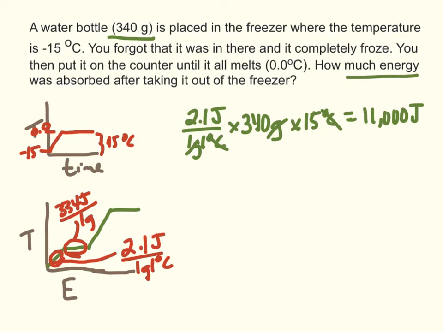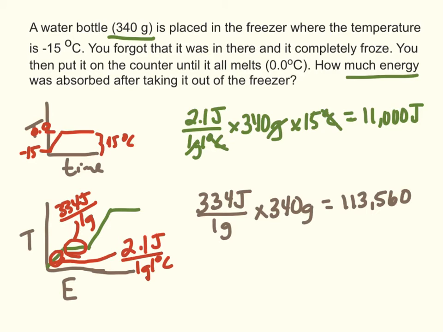And so that calculation is going to look like this. I start out with, I again want joules. It is 334 joules for every 1 gram. But I didn't have 1 gram, I had 340 grams. And so that's why I'm multiplying it by that. When I do that, I get 113,560 joules. And in 2 sig figs, that would be 110,000 joules.